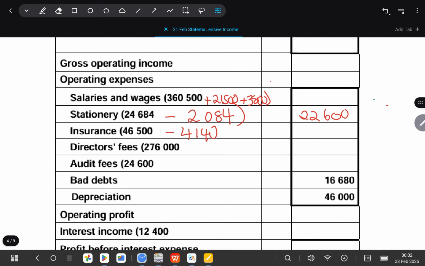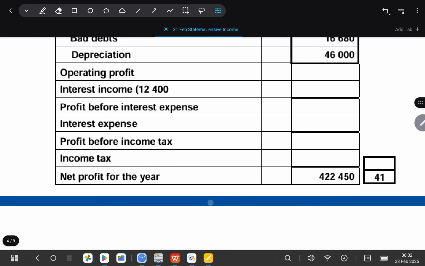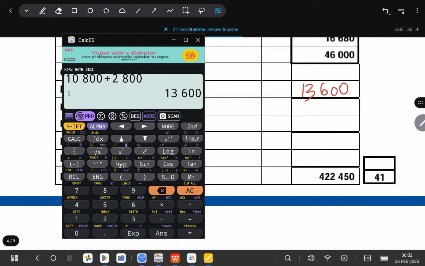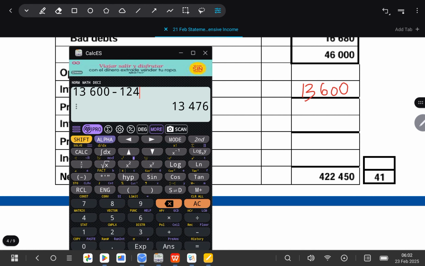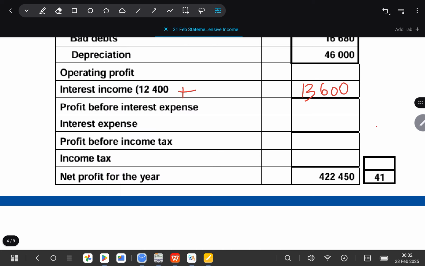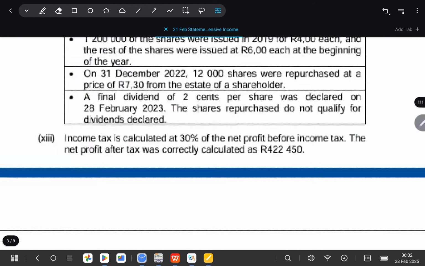So now if we check here, we only received 12,400, but we are supposed to get 13,600. So which means we need to check what is short for this to become 13,600. So we'd say 13,600 minus 12,400, and then the answer we're getting is 1.2. So this is short by 1.2. Then we are done with that fixed deposit. We can go to other adjustments.